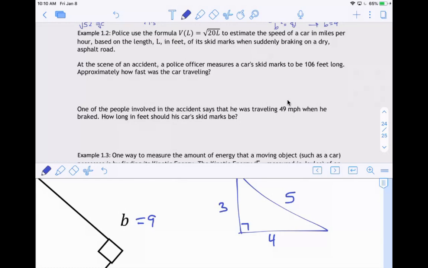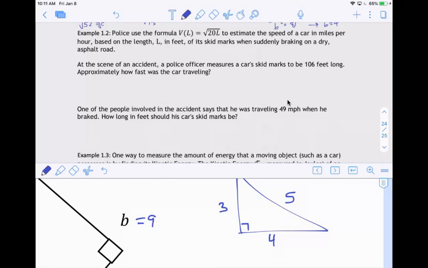Of course, if the road's wet, it's going to be harder to brake, right? Maybe it's a little bit bigger, square root of 50L. But basically, we're looking at a skid mark left by the brakes. How long that skid mark is can tell us the speed of the car, or how fast the car was going. At the scene of an accident, a police officer measures a skid mark to be 106 feet long. Approximately how fast was the car traveling?